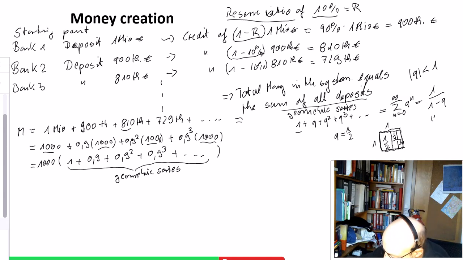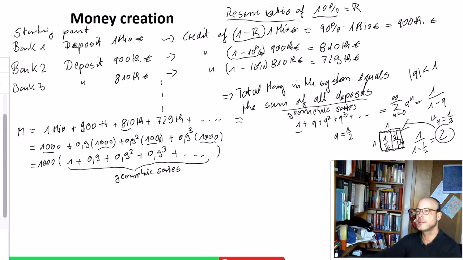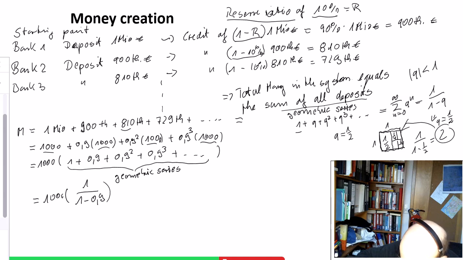And if you put in this q equals 1/2, this is 1 over 1 minus a half, is 1 over 1/2, is 2, is just the area of 2 squares. So here, then we could write 1000 times 1 over 1 minus 0.9, is 1 over 0.1 times 1000, is 10 million euros.